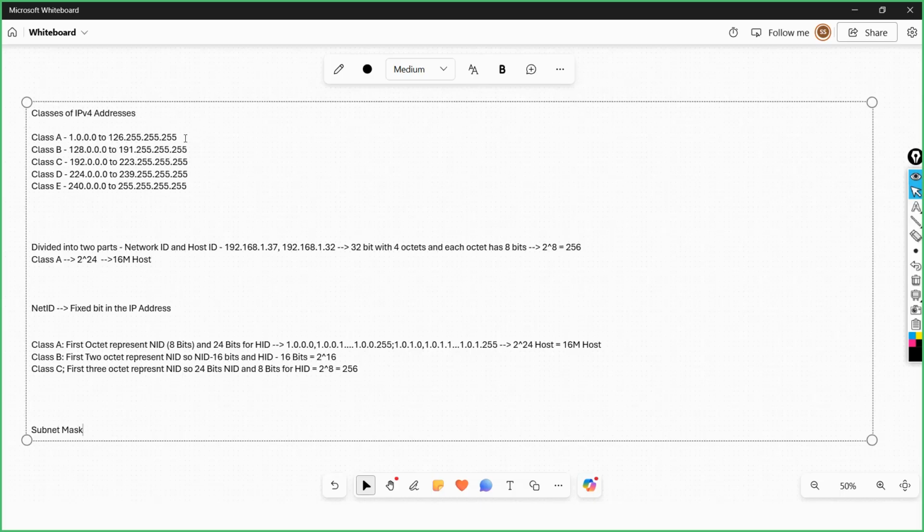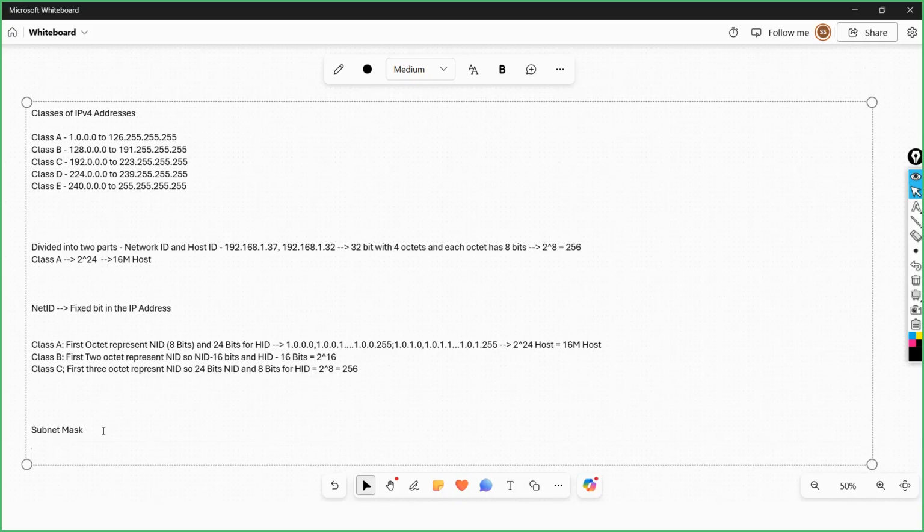Now, did you understand why I'm saying 8 bits, 24 bits? No, I have explained only theoretically. You have just memorized it, but how it comes, we don't know. So how you identify the network ID and the host ID of a specific IP address, you can identify using the subnet mask.